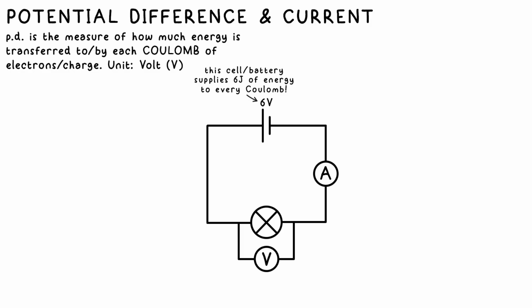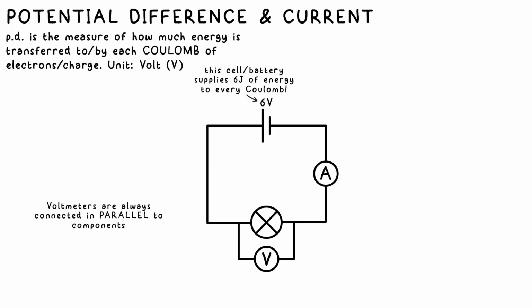Potential difference, PD for short, also known as voltage, but AQA don't like voltage, tells us how much energy is transferred per coulomb of electrons. So if a cell or battery says it's 1 volt, that means that 1 joule of energy is given to every coulomb of electrons that pass through it. If a battery is 6 volts, that means 6 joules is supplied per coulomb instead.